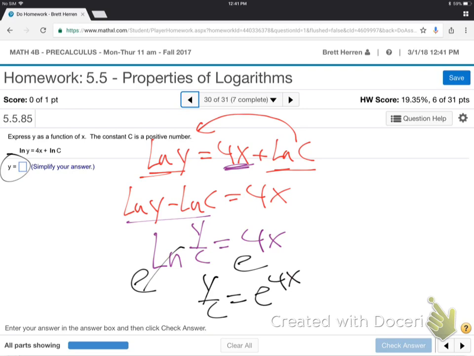And we're supposed to get y alone in the end. So what do you do to get y alone? Multiply by that c. So y equals c e to the 4x. See how that got y alone? So I put the two logs together. So you always want all the logs together so you can do the property and then do the e thing on both sides. Is that good?